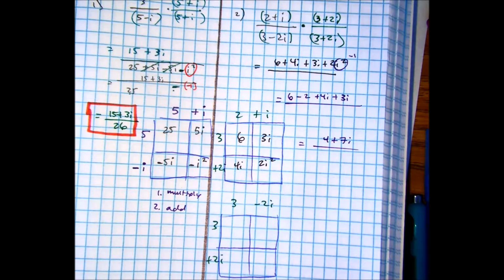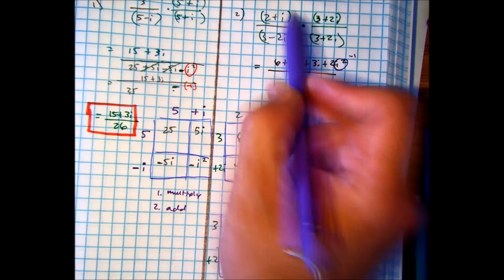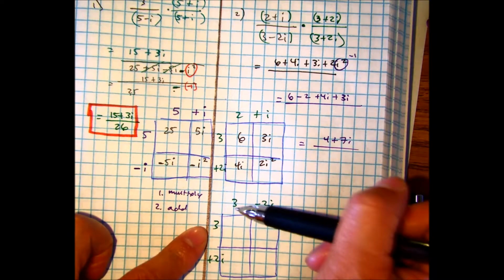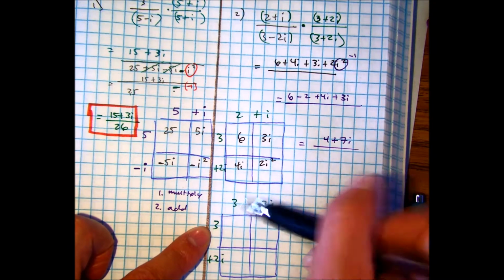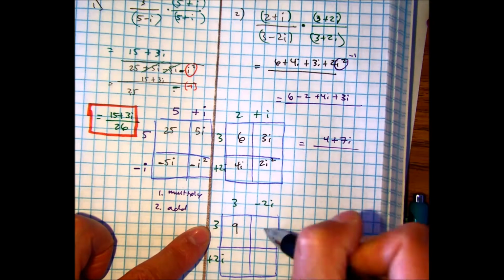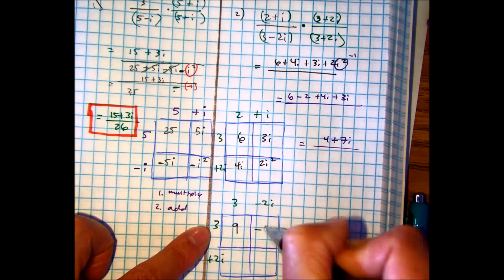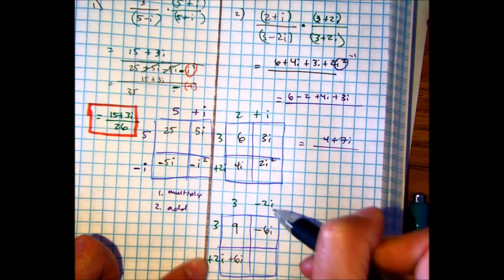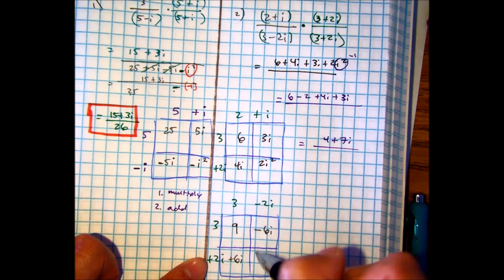Did you notice basically we're doing 2 separate problems in one? You have the top of the fraction and the bottom of the fraction. Vincent, let's go ahead and multiply this one. It'll be negative 6i, 6i, negative 4i squared. Good.